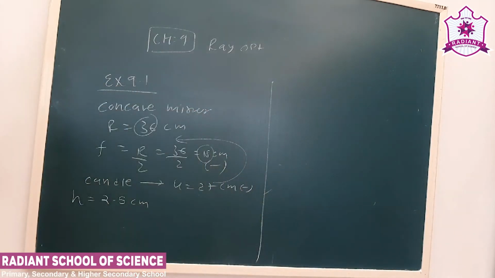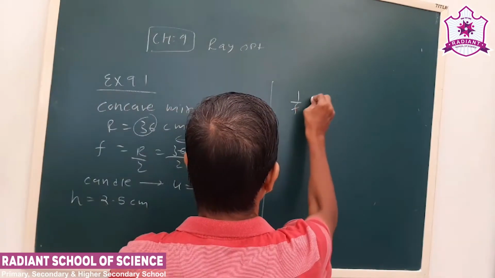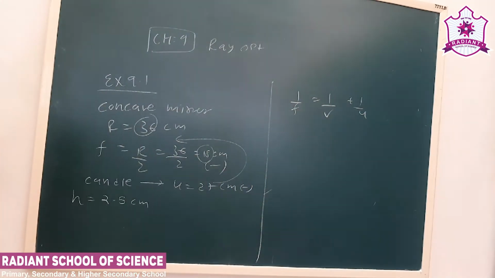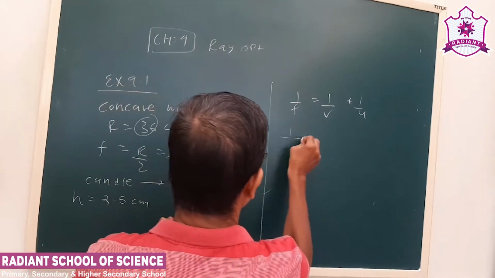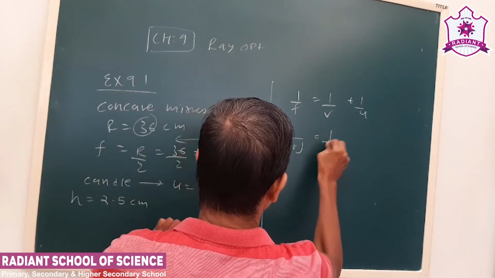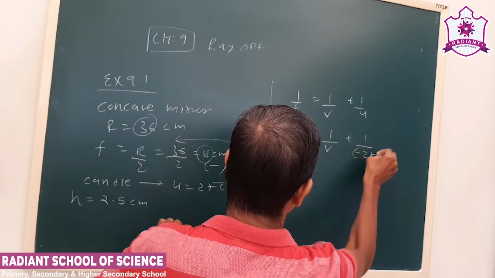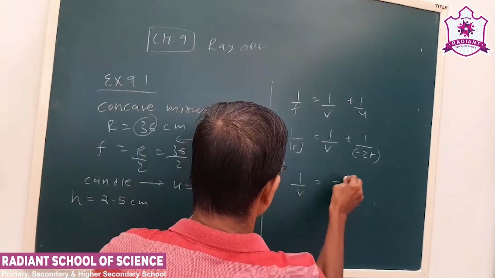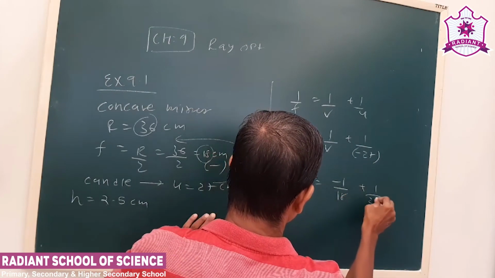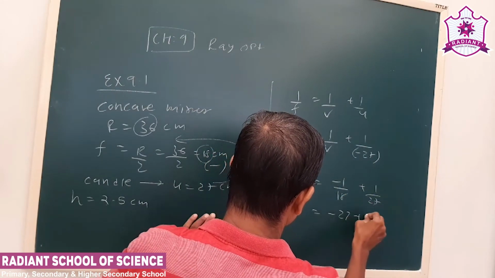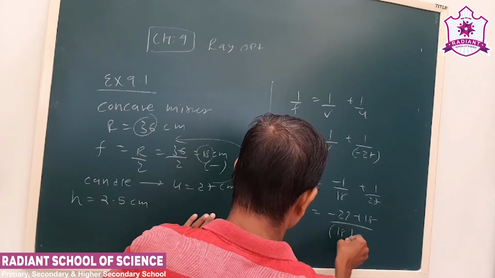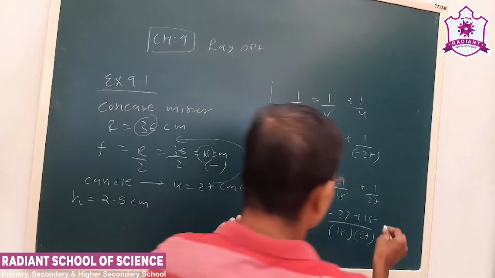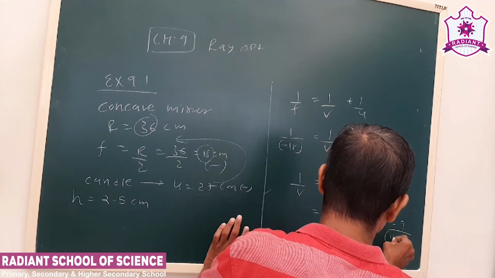So now we check by calculation. See, 1 upon F is 1 upon V plus 1 by U, that is the mirror formula. F is negative, for a concave mirror F is always negative. That is by convention. V we have to find out, U is minus 27. So 1 upon V is minus 1 by 18 plus 1 by 27. Minus 27 plus 18, so this will be minus 9 upon.